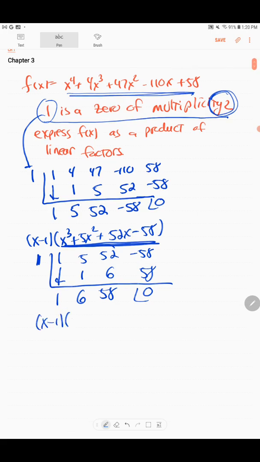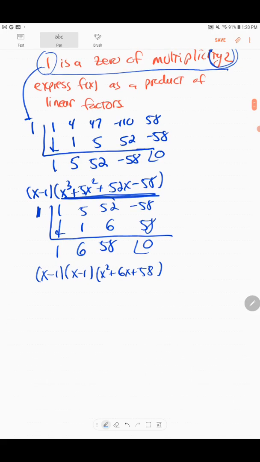So now we have x minus 1. Notice it occurred twice. You can write that as x minus 1 squared if you'd like. And we're left with x squared plus 6x plus 58. Okay, we've got 2 down, 2 to go.